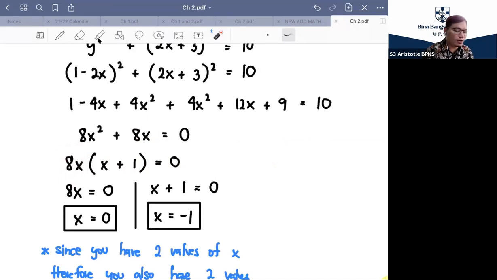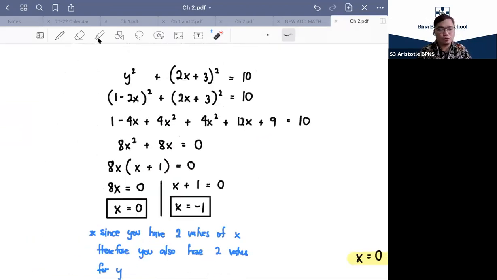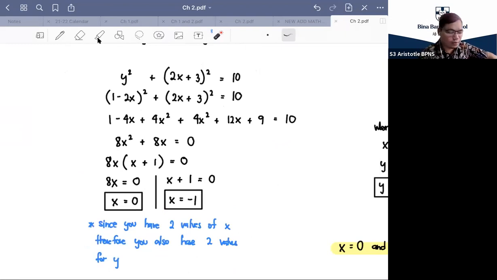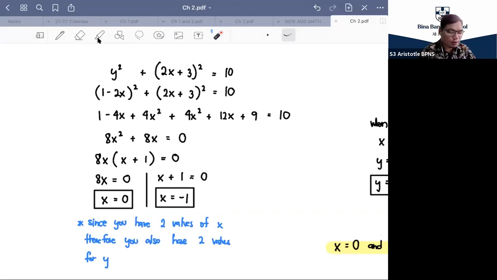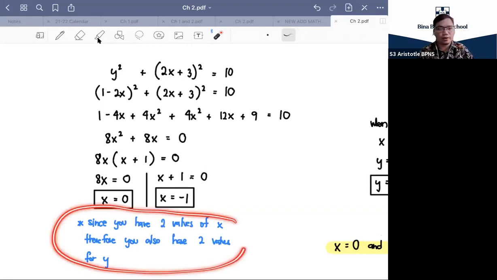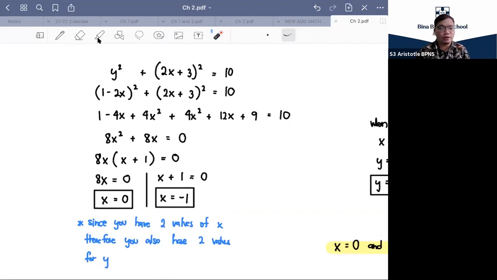So equate each term to 0. So 8x equals 0, this one, and then x plus 1 equals 0, this one. So therefore, the values of your x are 0 and negative 1. That's how I got those two values of x. Any question, class? Also, I have written down this note here: since you have two values of x, you also have two values for y.